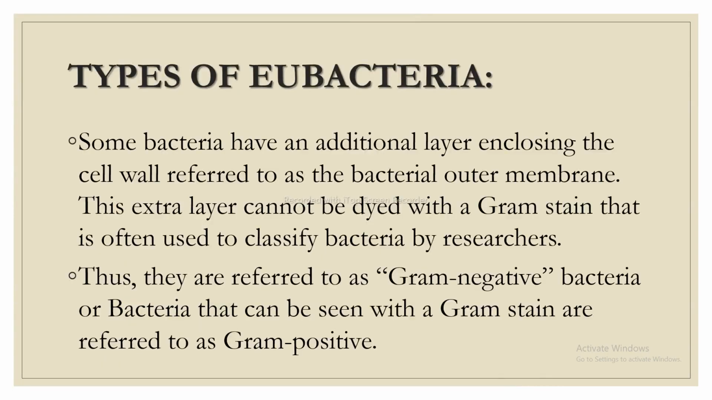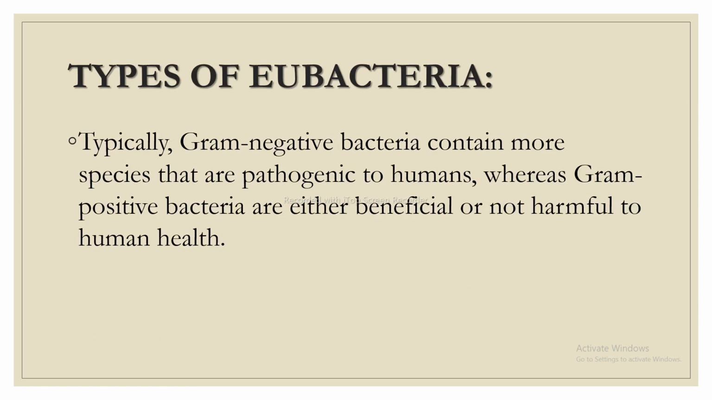Next is the further details about the types of Eubacteria. Some bacteria have an additional layer enclosing the cell wall, which is referred to as the bacterial outer membrane. This extra layer cannot be dyed with the Gram stain that is often used to classify bacteria by researchers. Thus, they are referred to as Gram negative, and bacteria that can be seen with a Gram stain are referred to as Gram positive. So typically Gram negative bacteria contain more species that are pathogenic to humans, whereas Gram positive bacteria are either beneficial or not harmful to human health.